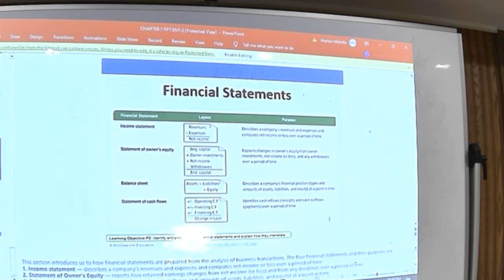Okay. Next one is the balance sheet. This has to do with our accounting equation. It describes what we call the financial position of the company, the assets, the liabilities, and the equity at a particular moment in time. And then the statement of cash flows.